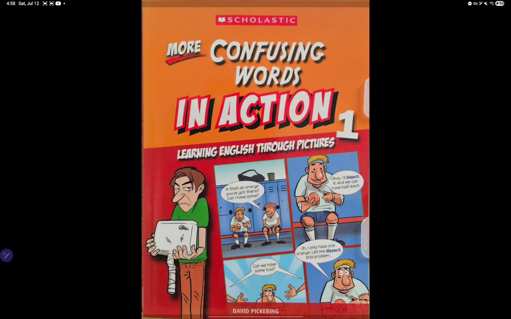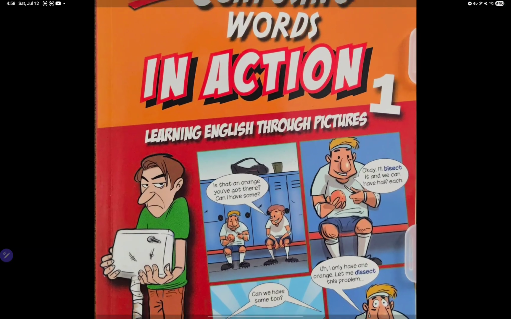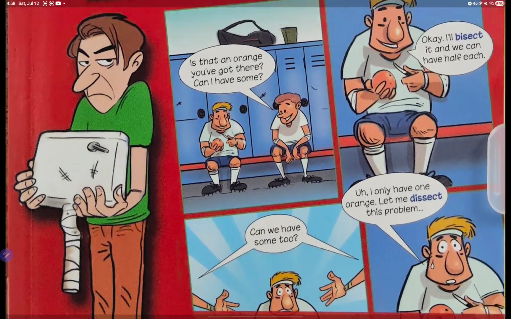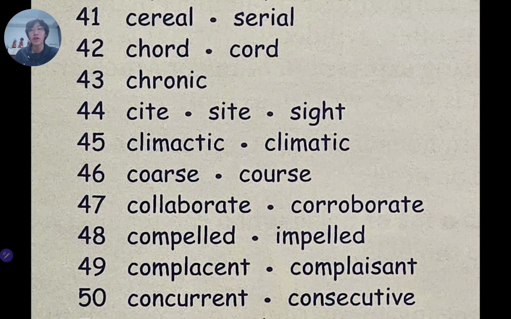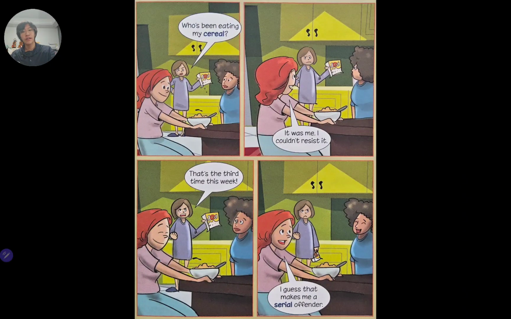More confusing words in action. Number 1, learning English through pictures. Today we're doing words from serial all the way to concurrent and consecutive. Let us get this show started.